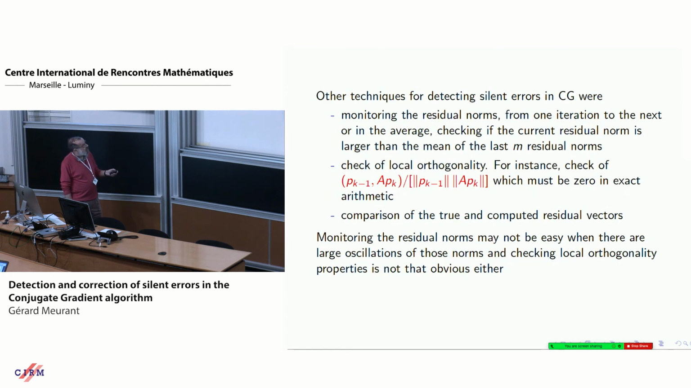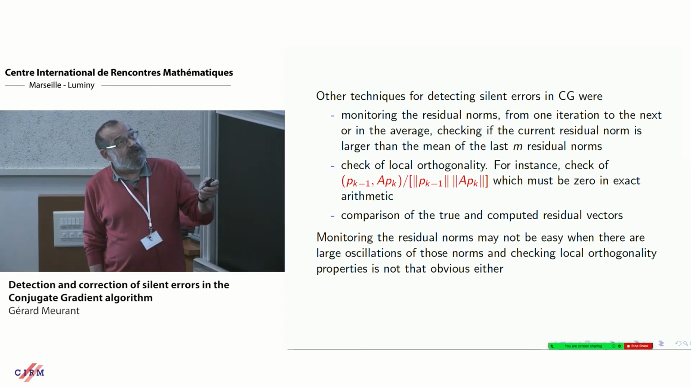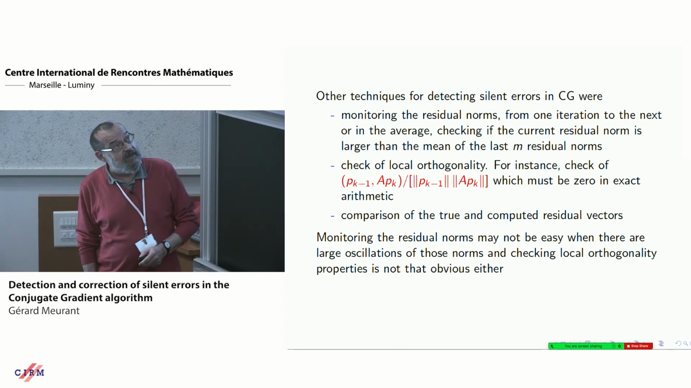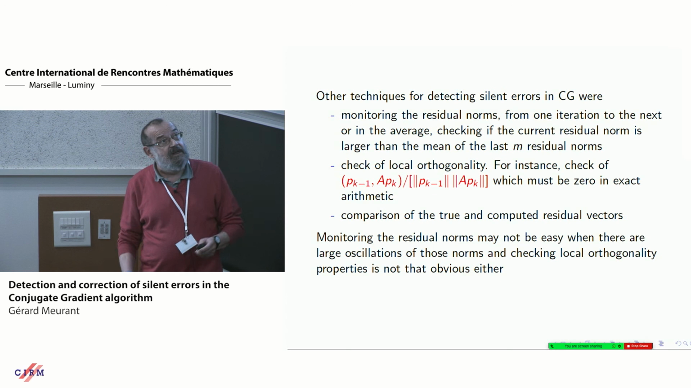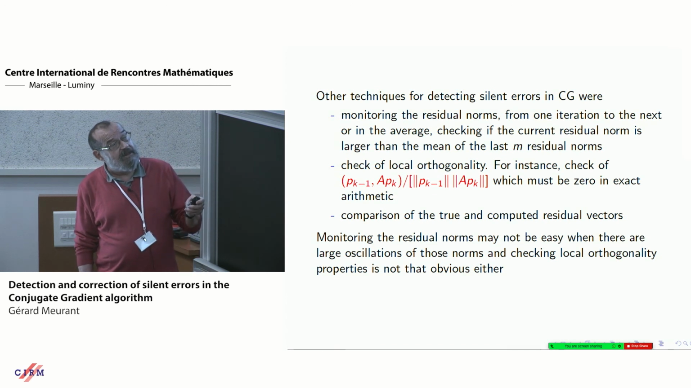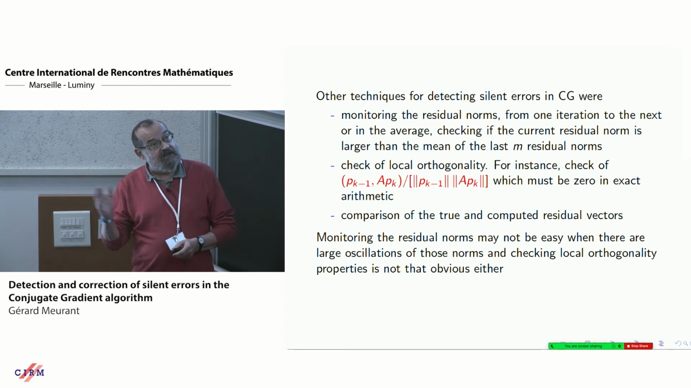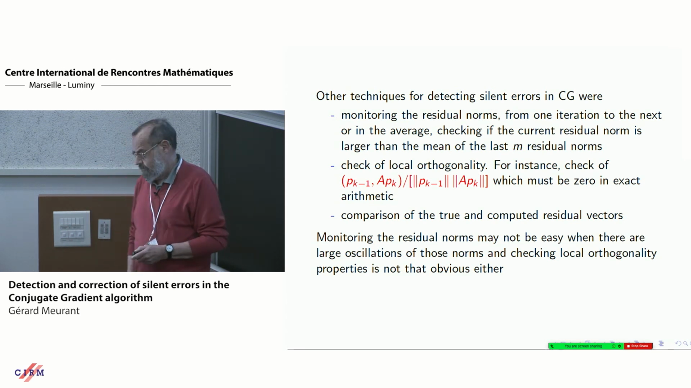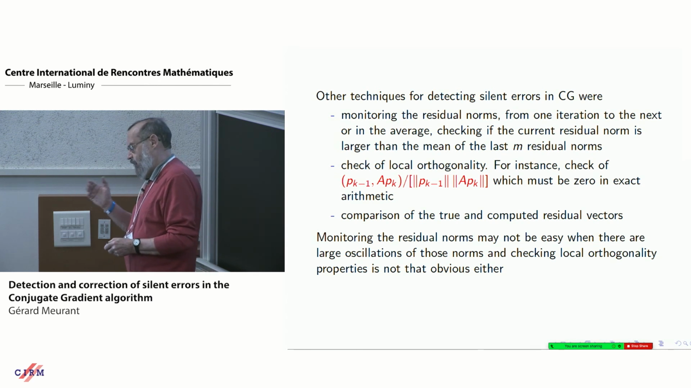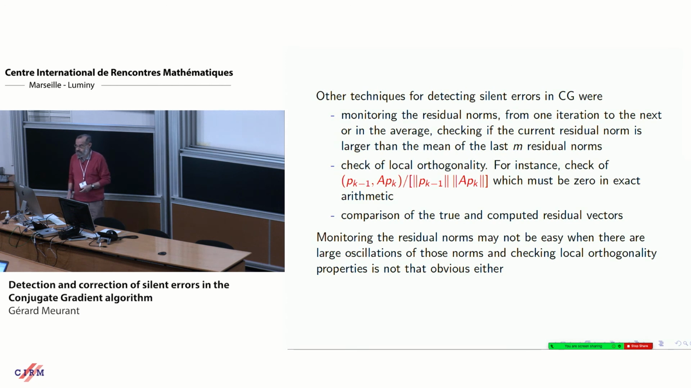But some people also proposed to use the check of local orthogonality. For instance, you can check p_{k-1}^T A p_k, where p_k is the descent direction. And of course, in exact arithmetic, this must be 0. So there was a proposal to test that, because if it's not 0, then there could be an error. But of course, you have to know how tiny is tiny and so on and so forth. And it's not so easy.